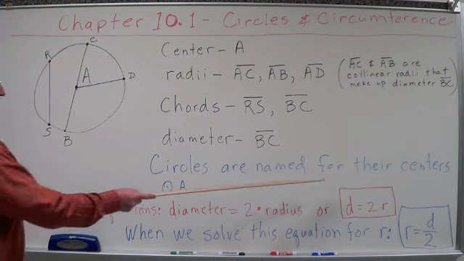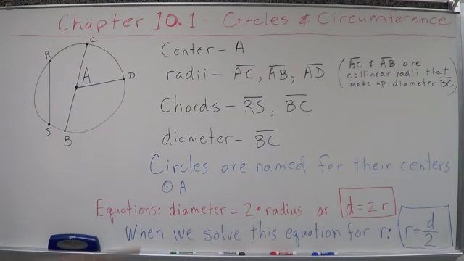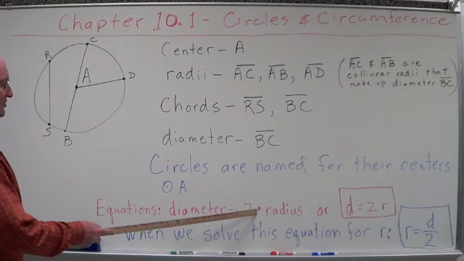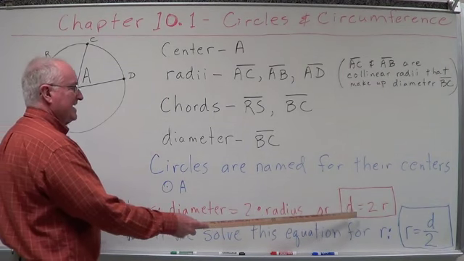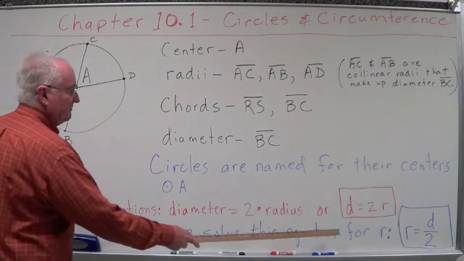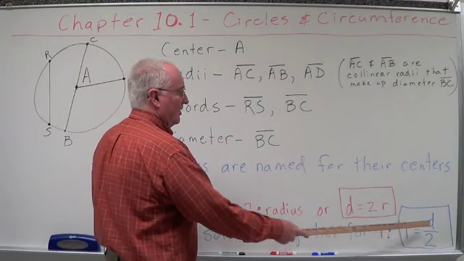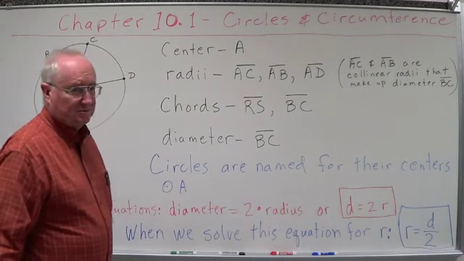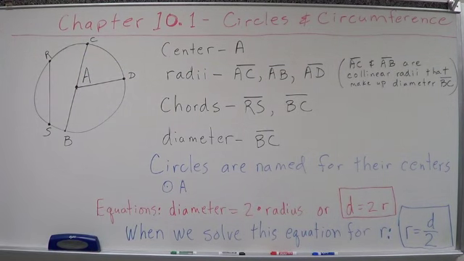Circles are named for their centers. So this one would be circle A. This is how it's written. Anytime you see that, you know it's a circle, and the letter after it will be the center. There are some equations, just one basic, and we derive another one. The diameter equals 2 times the radius, or D equals 2R. When we solve this equation for R, we get R equals D divided by 2. Those are a couple of equations you're going to want to know. They should be on your formula chart.